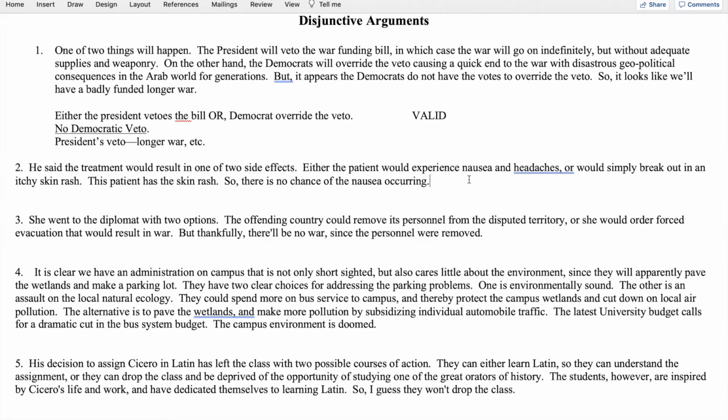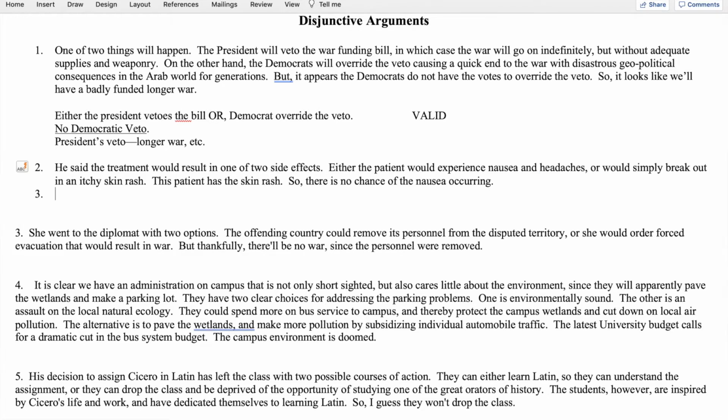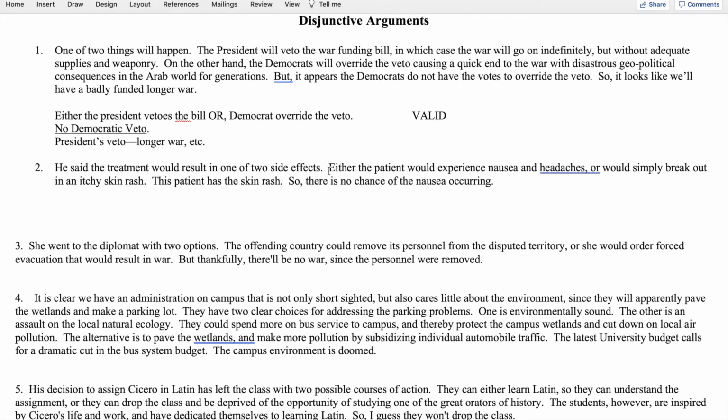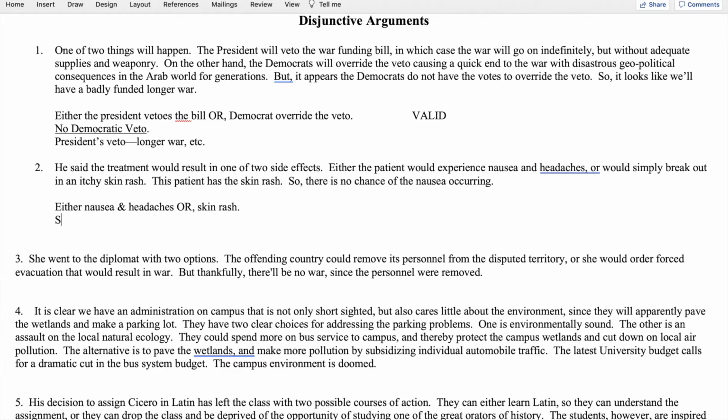Number 2. He said the treatment would result in one of two side effects. Either the patient would experience nausea and headaches, or would simply break out in an itchy skin rash. The patient has the skin rash, so there's no chance of the nausea occurring. So in this instance, a pretty clear example of a disjunctive statement. We have the "either" first disjunct, the patient experienced nausea and headaches, and then the second disjunct, or the skin rash. So we could translate that as either nausea and headaches or skin rash. And the second premise tells us the patient has the skin rash. However, that affirms that second disjunct. So this is an invalid argument because it commits the fallacy of affirming a disjunct.